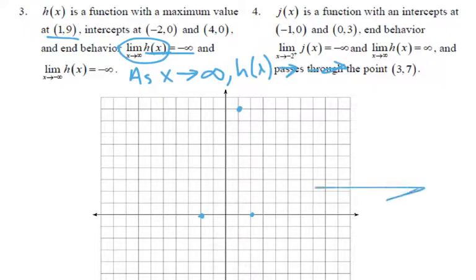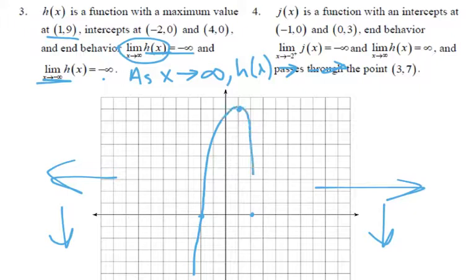So as we go to the right, it's going down. And as we go to the left, it's also going down. So it probably looks something like this. Kind of a parabola shape. Because we've only got those two x-intercepts, I know the end behavior is going down, and I know I've got a maximum up here.